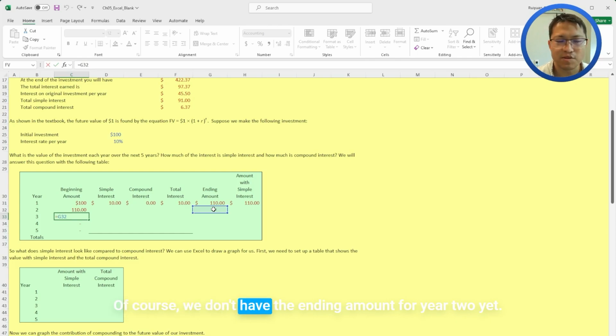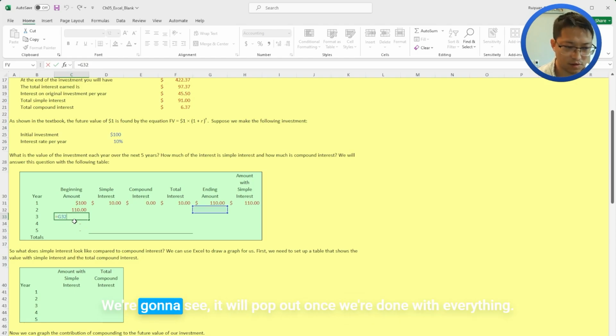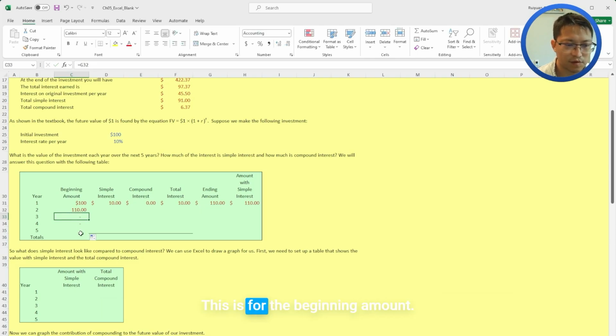Of course, we don't have the ending amount for year two yet. So this is a missing value here. Don't worry about it for now. It will pop out once we're done with everything. This is for the beginning amount. And we want to look at the ending amount here.